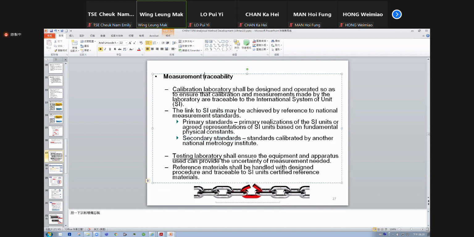The traceability of the instruments may be like this, and your chemicals, the CRM, may be like this in this lot. One lot will be traced back with an unbroken chain to the SI unit assigned by the Metrology Institute in France. To ensure this unbroken chain is linked up to your result, your result can be comparable with other laboratories.